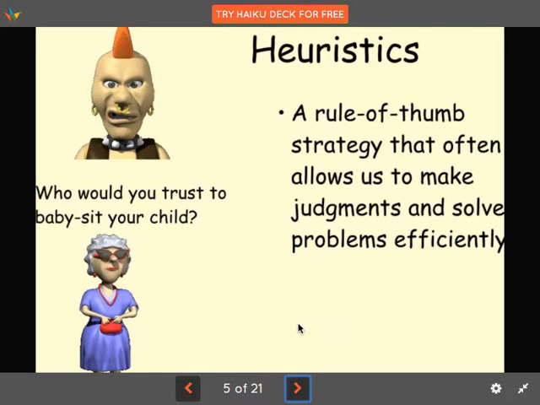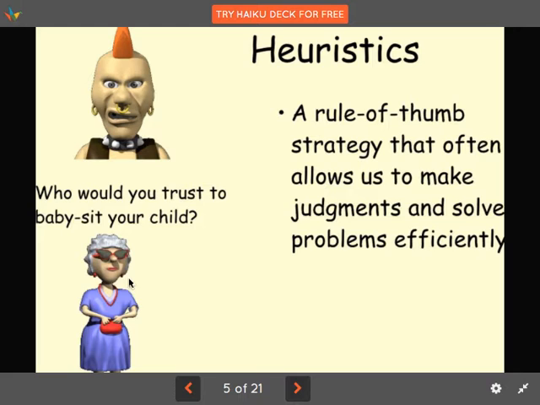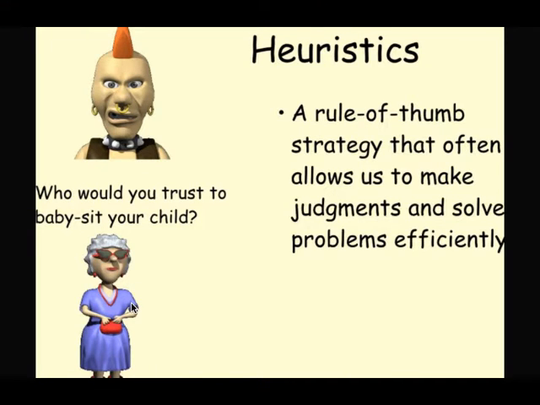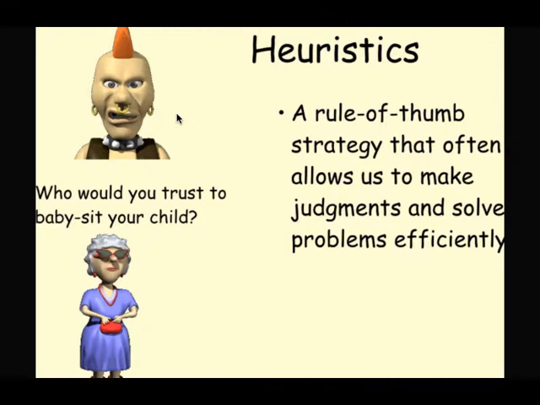Here's another example of heuristics or quick thinking, a snap judgment. Who would you trust to babysit your child, the pierced man or the old lady? Now, a general rule of thumb is the old lady's better, right? But it doesn't guarantee it. Maybe she's mean and he's actually a really nice guy who just likes punk rock music. So, yes, heuristics let us solve problems very efficiently, very quickly, but we may not always get to the right solution.